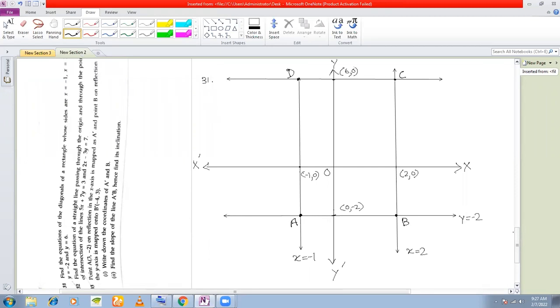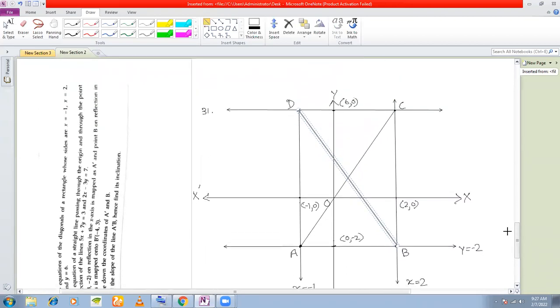Right. Now in this case, if you require the equation of the diagonals, let's join the diagonals. You have AC as one diagonal, and you have BD as the other diagonal. Right. You need to find the equation of AC and BD. But in order to find the equation of the diagonals AC and BD, you need the coordinates of A, B, C, D. So let's first find the coordinates of A, B, C, D.